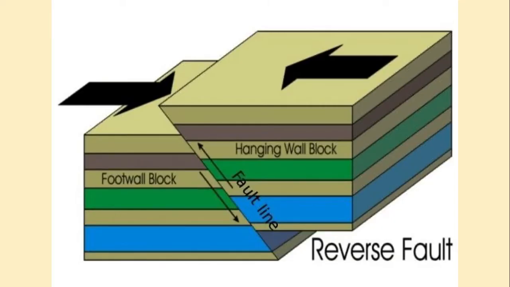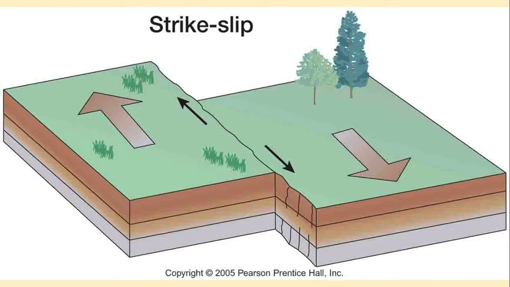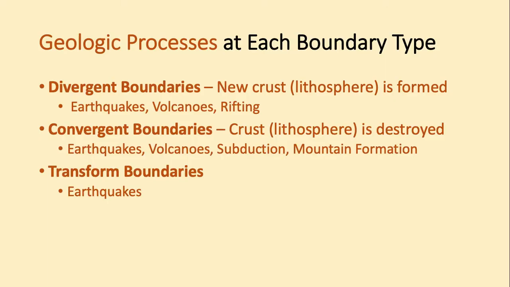We'll come back to this. And then a strike-slip fault has a side-to-side motion. The stress is shearing, and these are found near transform plate boundaries. See, moving past each other in opposite directions.